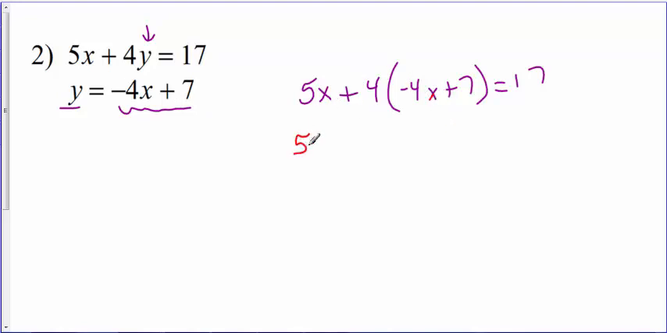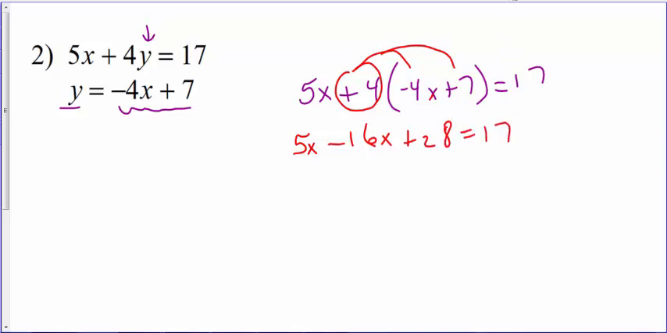Now, let's go ahead and bring our 5x down. We have a positive 4 times everything in there. So positive 4 times negative 4x is negative 16x. Positive 4 times 7 is 28, equals 17. Again, we're going to have to look and see what we have multiple things of per side. In doing that, we will see that we have two variables that are like terms, 5x and negative 16x, and we will add them together. That will give us negative 11x plus 28 equals 17.